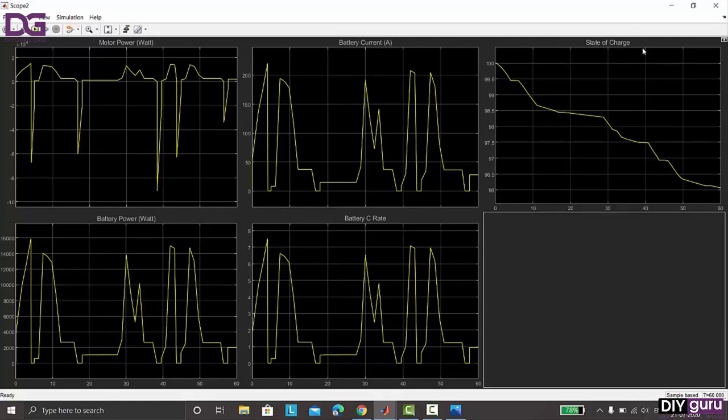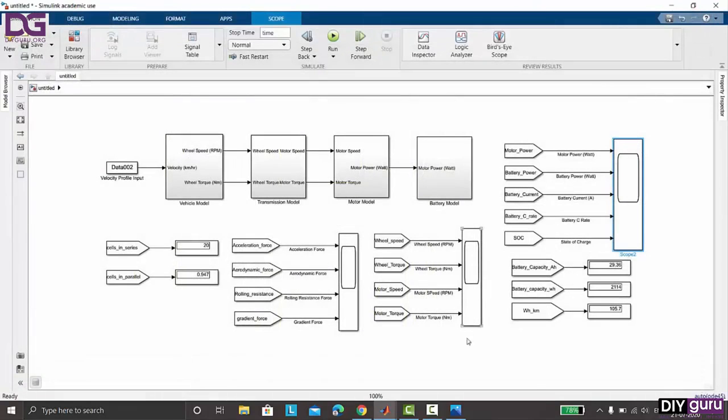in state of charge, you can see there is no upgrade, there is downgrade. So after one complete cycle it is consuming 4% charge, and we have the rest 96% of state of charge, SOC. And the battery C rate required is around 7.5 C discharge.